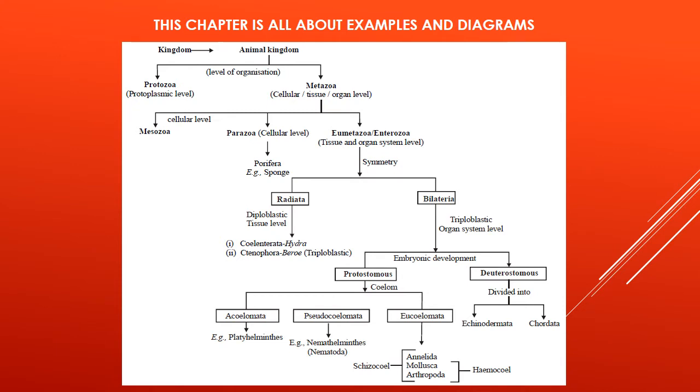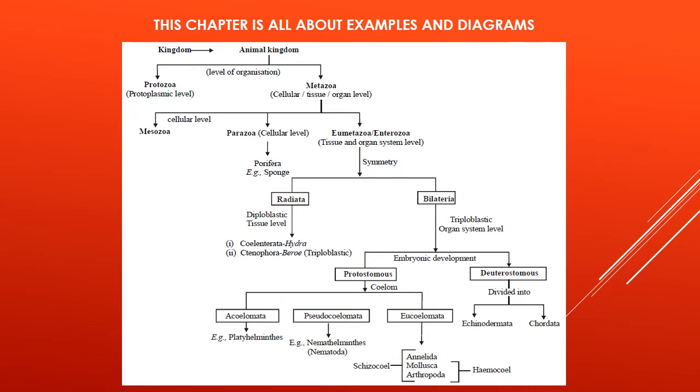It is like below your sponges or poriferans. So in Mesozoa, one cell takes care of all the activities or functions. They also belong to Metazoa. Parazoa is a bit upgraded version, that is cellular level. Normally you see it in the case of Porifera, that is sponges.